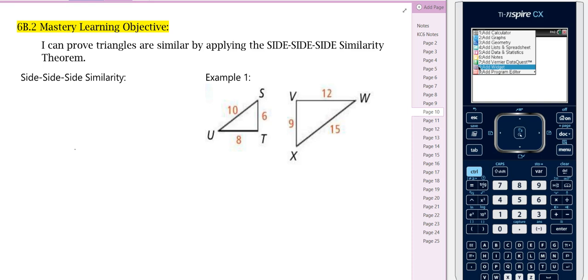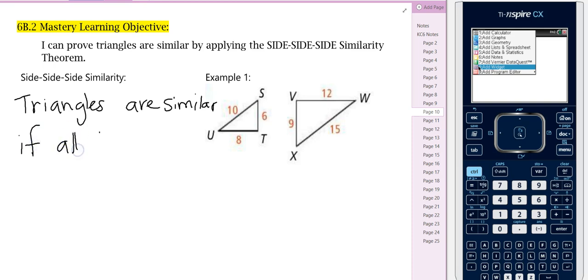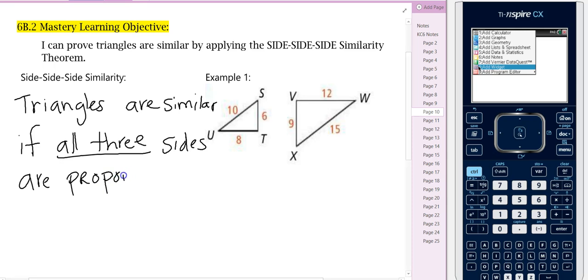When we are talking about triangles, we could use side-side-side when triangles are similar if and only if all three, so this is important, not just two, not just one, it has to be all three sides are proportional.